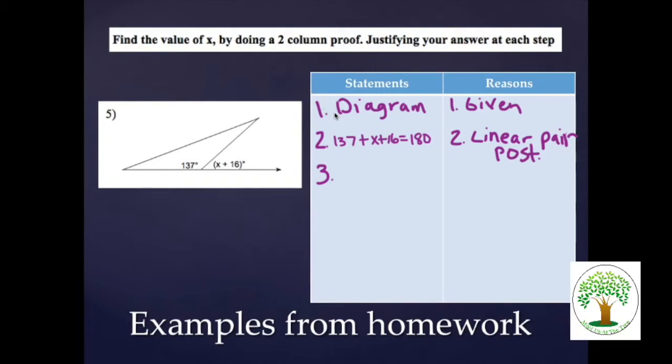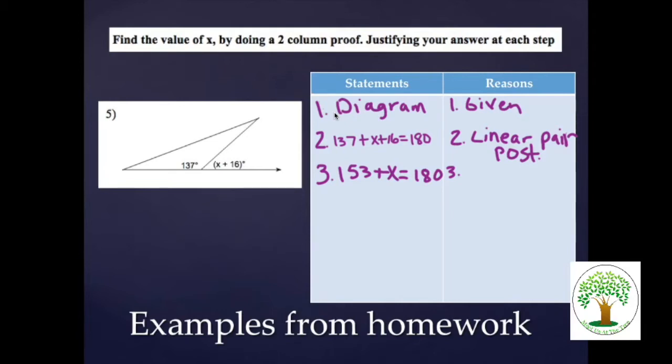All right, I have to put together this 137 and this 16. How do I put them together? If you were just doing algebra, we would add them together and combine the like terms. So what is 137 plus 16? 153. Plus x equals 180. But what in the world reason can I give for that? Did I add? Yes. Did I use the addition property? No, because I didn't add on both sides.